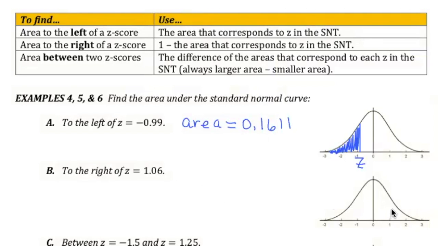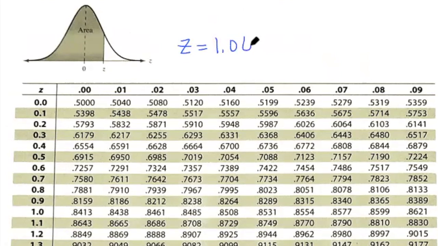So 1.06 would be located just a little bit to the right of 1. So here's where my z-score is now. And I want the area to the right. So if my z is 1.06, I'm going to go to the table and look that up as normal. I'm going to find 1.0 on the left. Then I'm going to find 0.06 across the top. The intersection of those is the number 0.8554. So that is showing me this area.